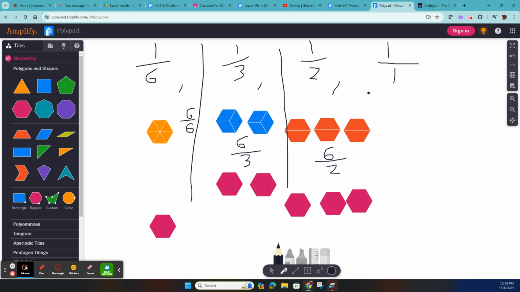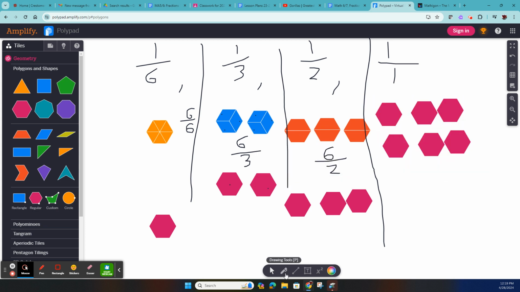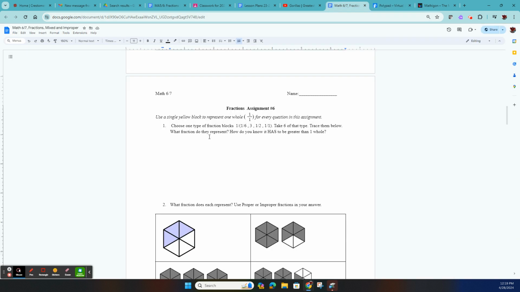Okay, and the very last one, now finally, we're just talking about wholes. And they want 6 of them. Well, I'm just going to copy that. And we've got 6 wholes. What fraction does that look like? Well, wholes have 1 as a denominator, and I've got 6 of them. 6 wholes. Or you could have also said 6, because 6 divided by 1 is 6. Kind of neato. Cool. So you could have chosen any one of those fractions to answer question 1. What fraction they represent? We did that.